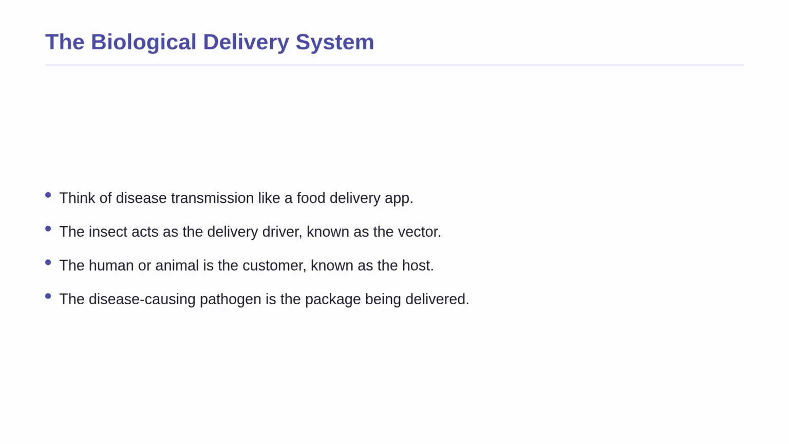To start, let us imagine a food delivery app. In this scenario, the driver is an insect, the restaurant's food is a disease-causing pathogen, and you are the customer. For you to get the food, the driver must know where you live and successfully hand over the package. In nature, this exact scenario plays out every single day. The insect is the delivery driver, which we call the vector. The human or animal is the customer, known as the host. The host-vector relationship is simply the study of how, when, and why these insects find and bite their specific targets.